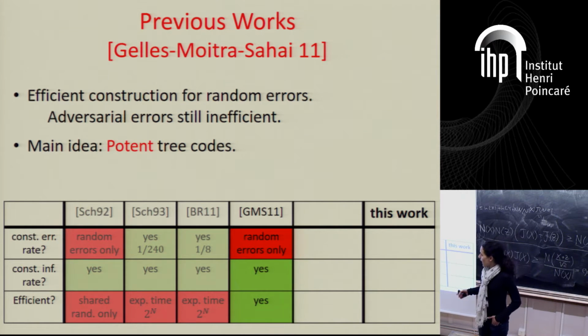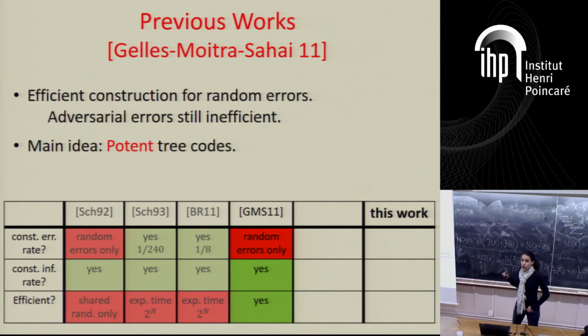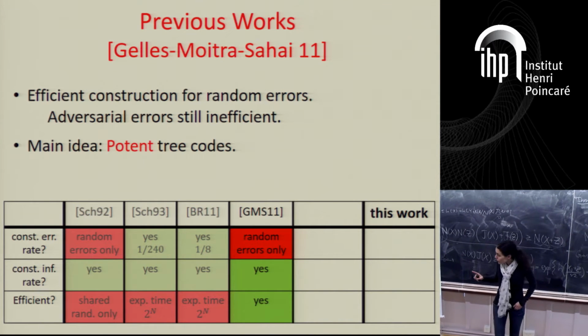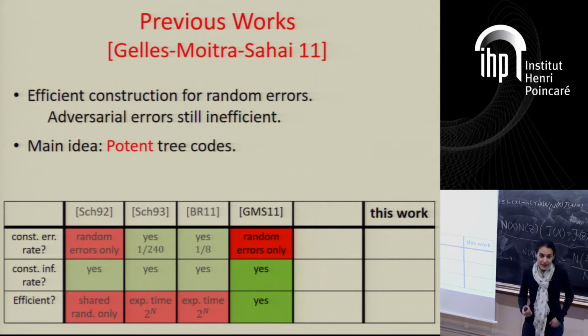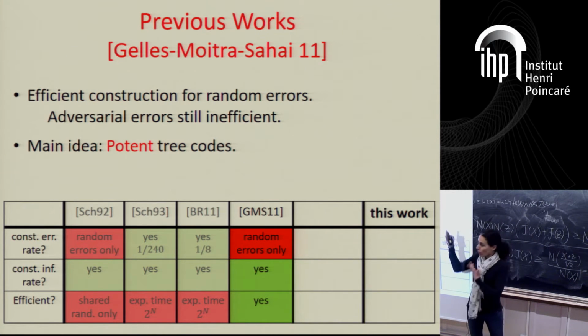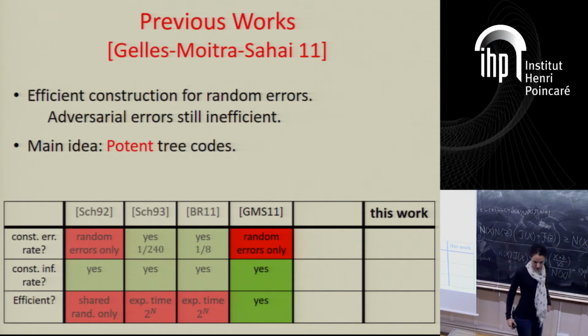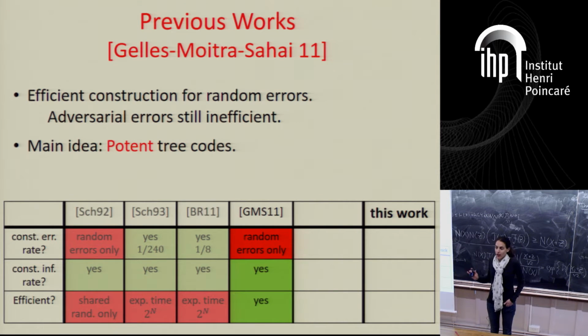Okay. Then there was the work of Gelles et al., where they managed to get efficiency, but only for random errors. And the way they got it is because they didn't use tree codes. They used a weaker object called potent tree codes, which Ran mentioned in his talk. And with potent tree codes, you can encode and decode efficiently in the case of random error. Okay, in the case of adversarial error, it also works, but then again, it's inefficient. So again, exponential blow up.